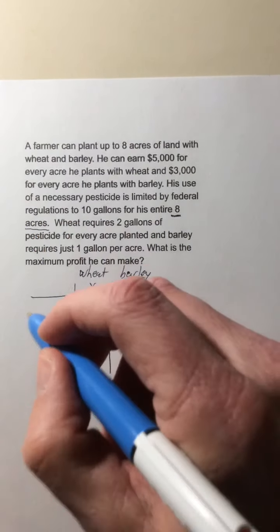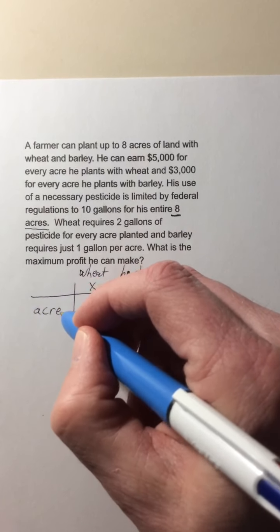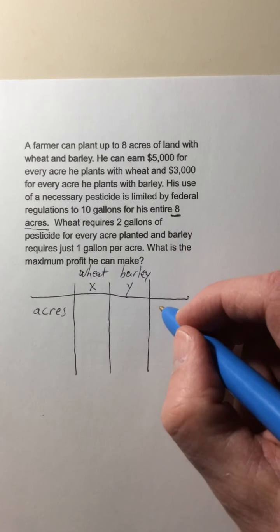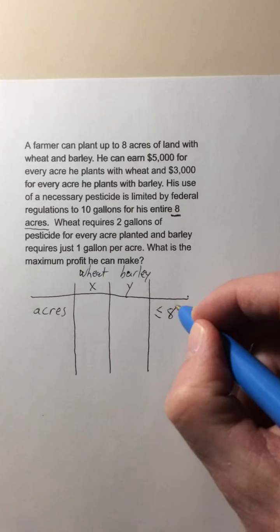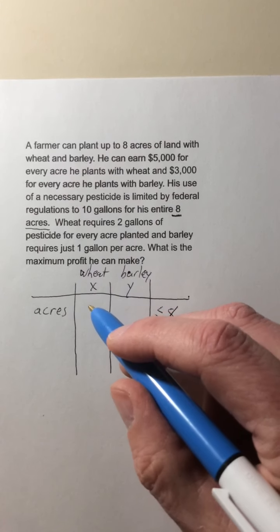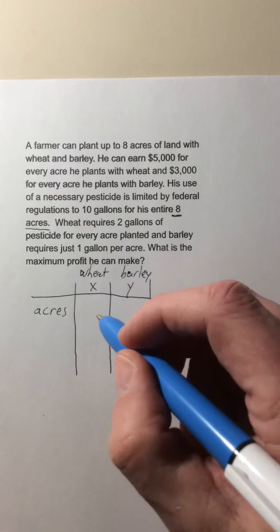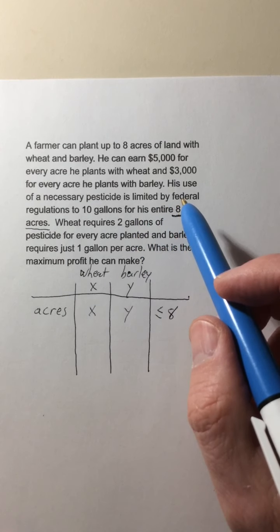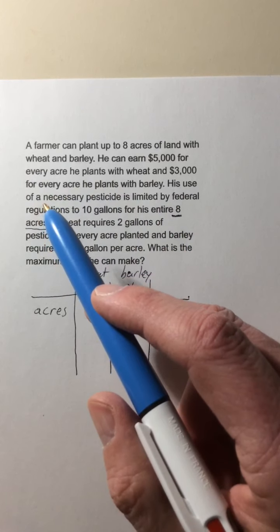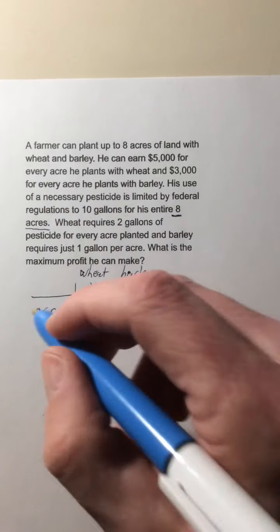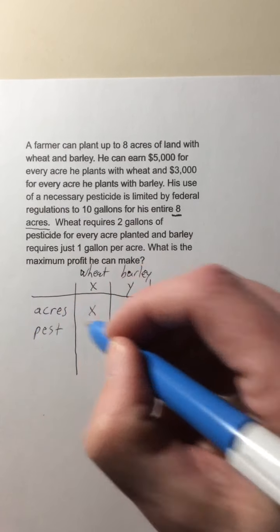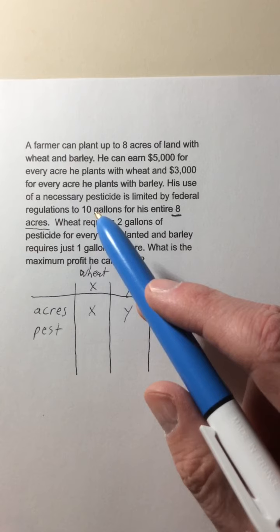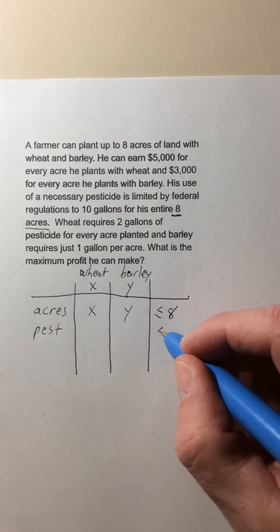So we know that we have acres. So that's going to be one of the things, and it says here that he has 8 of them. So he can't plant any more than 8 acres. So we're going to be less than or equal to 8. And it says he has a certain number of acres of wheat and a certain number of acres of barley. So we got X and Y. And the other thing that is restricting him from doing whatever he wants to do here with all of his planting is that he needs to use a pesticide. So, pesticide. And it says he must use 10 gallons of pesticide. So we got less than or equal to 10.